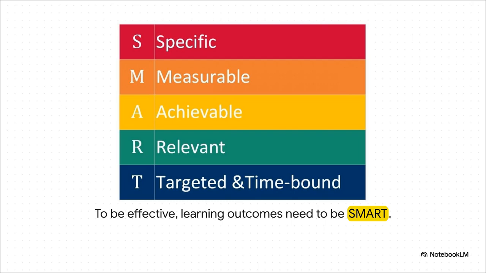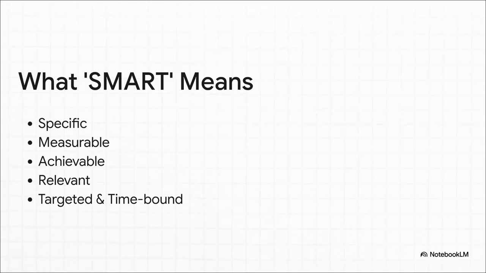Well, we can use the SMART framework. It's basically a simple checklist that keeps our foundation strong and makes sure everyone involved is building towards the exact same clear goal. Let's break that down really quick. A goal has to be specific, so there's zero room for confusion. It's got to be measurable, so you know for sure when it's been met.